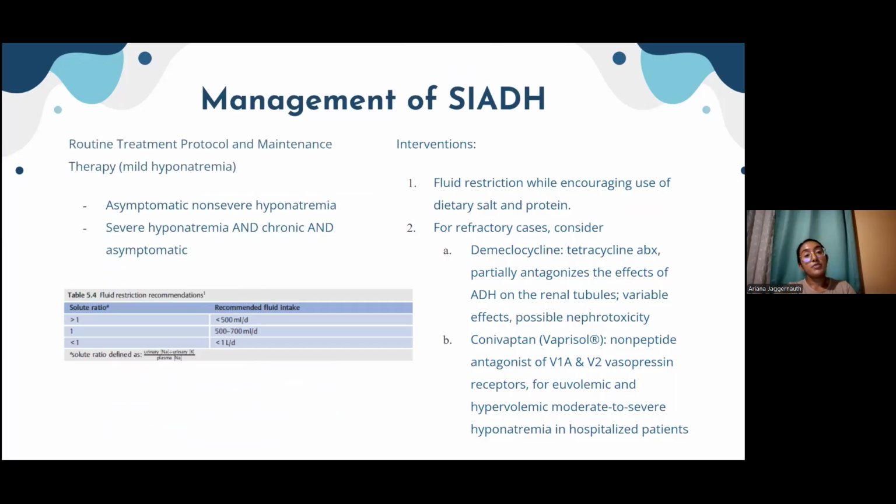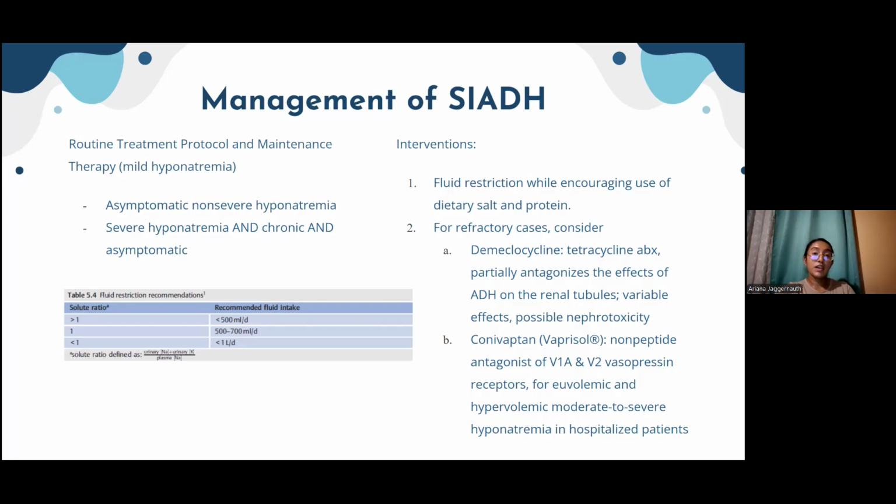The routine treatment protocol, as I mentioned before, is usually indicated for cases of mild hyponatremia, whereby patients are asymptomatic and have non-severe hyponatremia, or they may have severe and chronic hyponatremia, however, they are asymptomatic. This usually involves fluid restriction while encouraging the use of dietary salts and proteins.